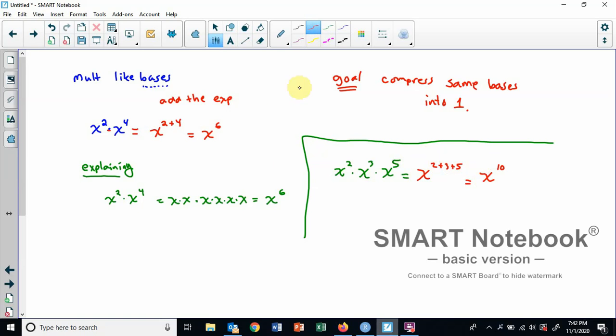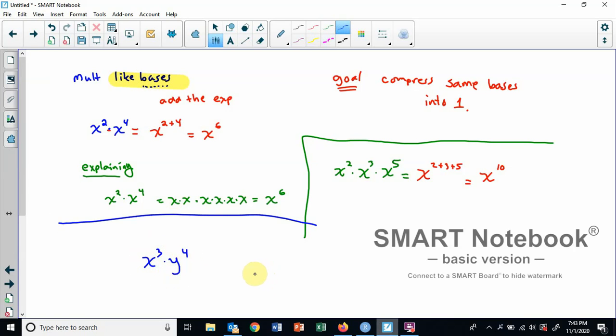Now, the part to focus on is that this only works for like bases, okay? So, for instance, if I have, look at this example, x to the third times y to the fourth, I cannot do anything with these because they are not the same base. I cannot smush them into a single base. This is just it. It's done. There's nothing I could simplify this with, okay? They have to be the same base.